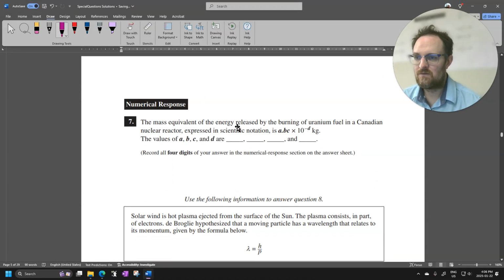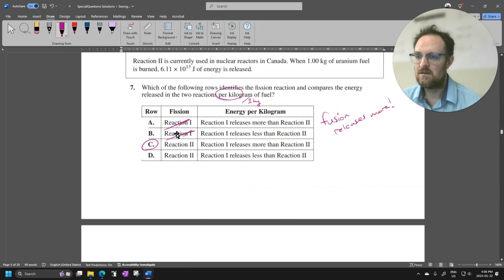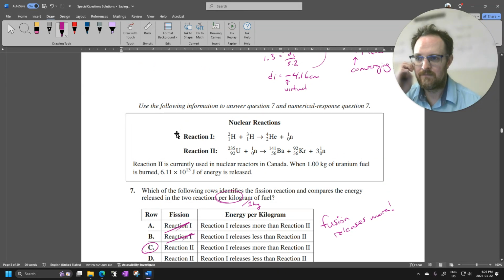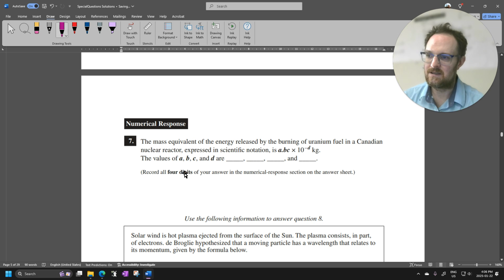The mass equivalents released by the burning uranium. Do we have the information for this? Oh, we have this. 1 kilogram of uranium burns, and this much energy is released. So we're just trying to find the equivalence of that energy. So I want to know what the mass equivalence of that energy is.